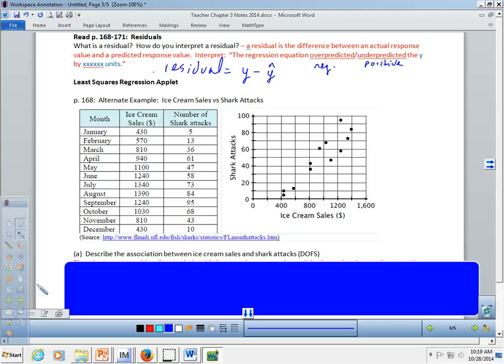For a year, and I can't remember what year this was, but for a particular year, ice cream sales and number of shark attacks in every month of that year were recorded. And this was in Florida. So someone wanted to find out if there was a relationship between ice cream sales and shark attacks.